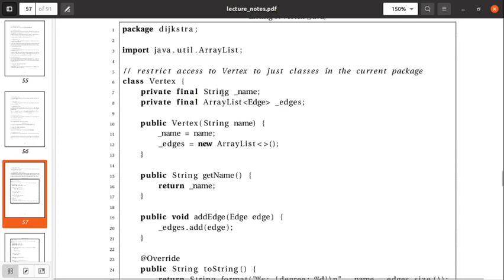So private, final, then the data type, it's a string, so each vertex has a name. If it's cities, then it's a city. If it's just general vertex, it's some node, then it'll be given a letter or a serial number or something, right? But that'll be its name. And then the vertices, each vertex knows which edges are adjacent to it, or incident to it. And so we define this to maintain that collection. So now we initialize them, so the name will be whatever's passed into the constructor, and the edges will start as just an empty array list.